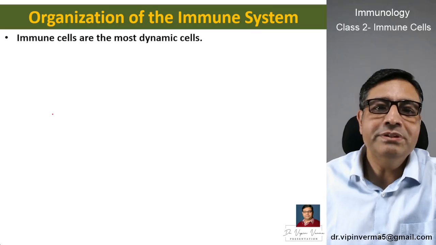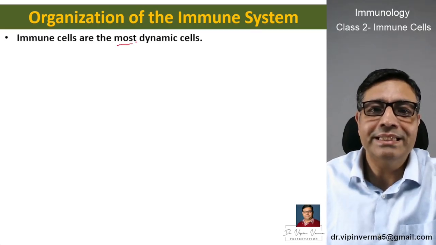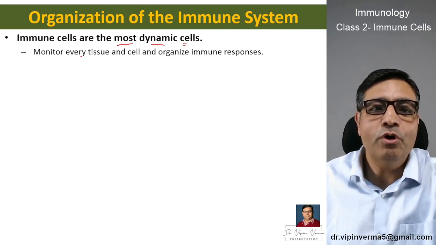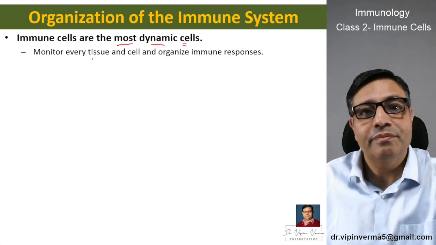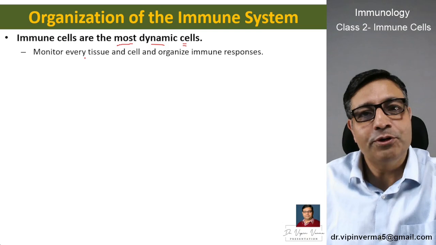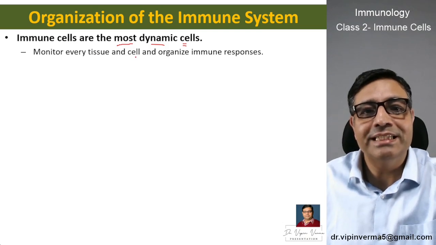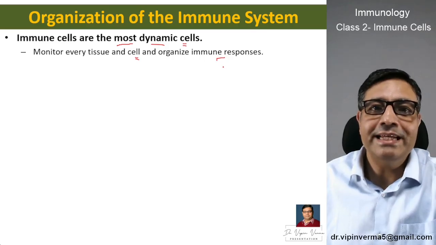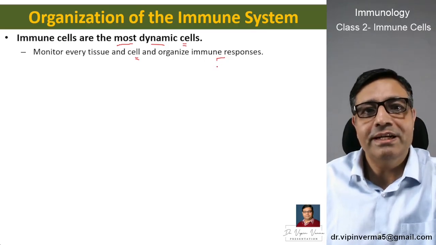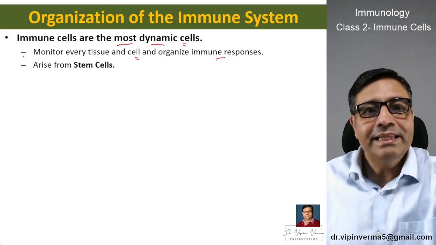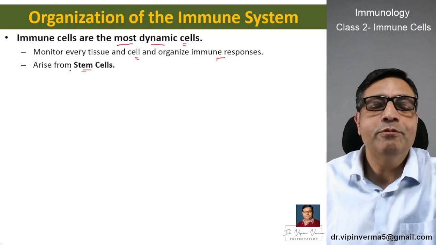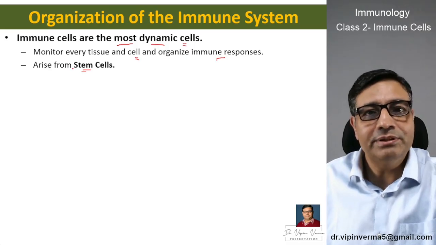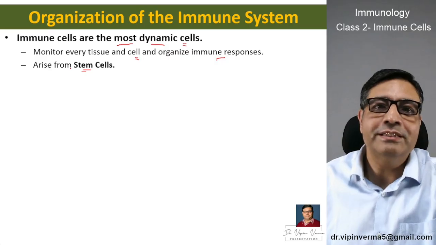If we see the immune cells, they are the most dynamic cells in the body. They monitor each and every tissue inside your body. They monitor each and every tissue and cell, and they organize the immune response. If they find any pathogen or any irregularity in the tissue, they will definitely respond. They arise from stem cells. All the immune cells arise from stem cells, and stem cells are the mother cells of the body.